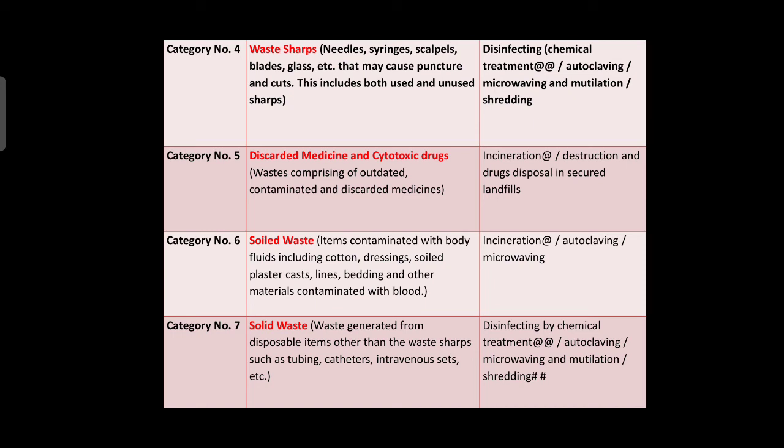A secure landfill is where there are no people staying nearby. In that type of area they have to dispose of it. Category 6 is solid waste, for example items contaminated with body fluids, including cotton, dressings, plaster casts, linen, bedding and other materials. The methods of disposal are incineration, autoclaving and microwaving.